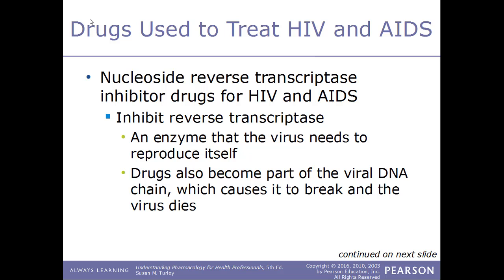The first kind we'll talk about, nucleoside reverse transcriptase inhibitor drugs. And these will inhibit the enzyme reverse transcriptase. And this is an enzyme that the virus needs to reproduce itself. The inhibitor drugs also become a part of the viral DNA chain, which causes it to break, and then the virus will die.